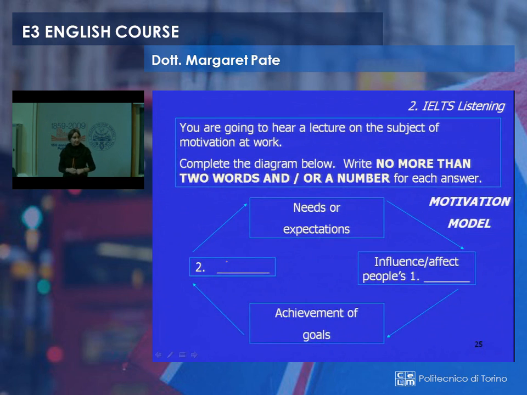All right, are you ready to listen? I'd like you to complete then this diagram. So just write number 1 and number 2, and your answers can go in there.